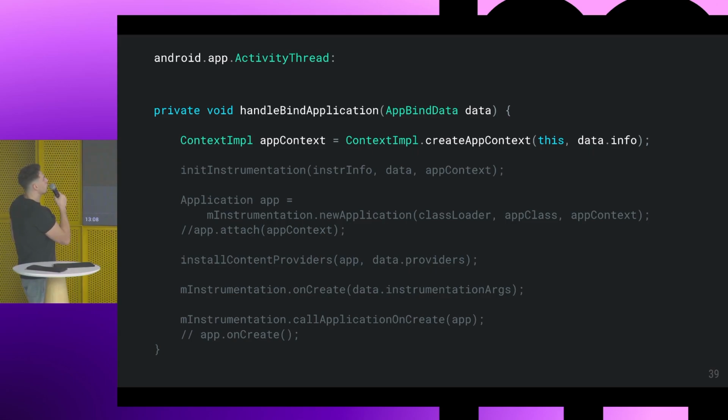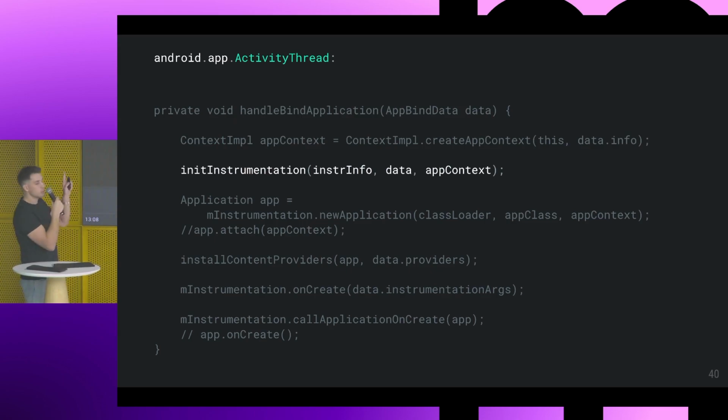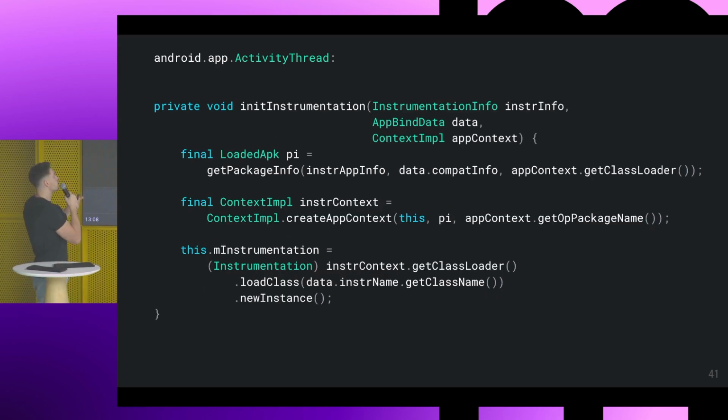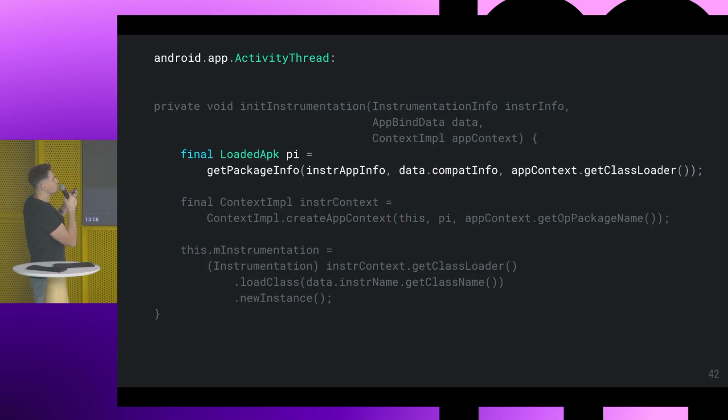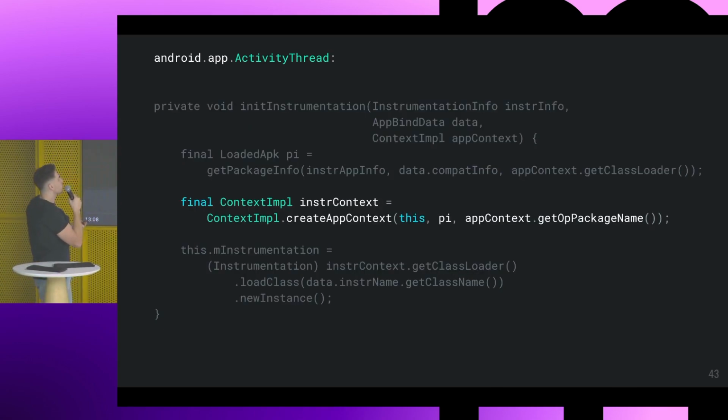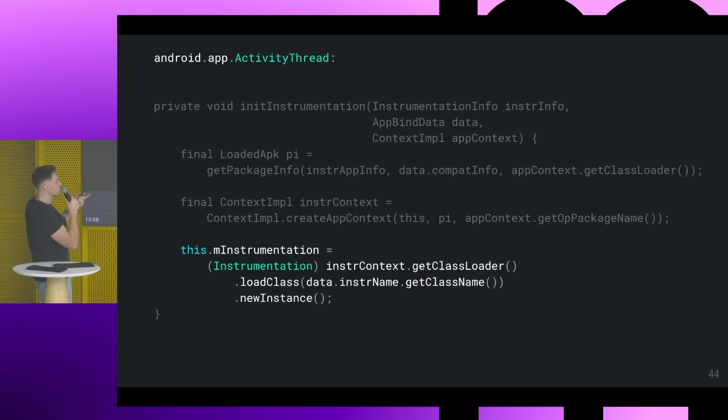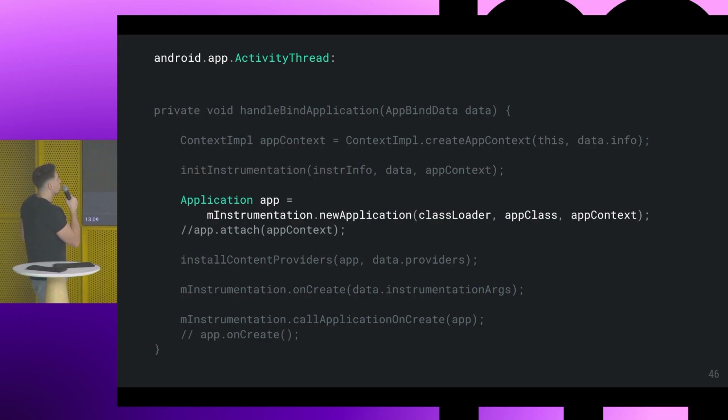Here you can see how the context of our tested app is created. And then we see this method. All the magic happens here. We can see that our tests APK is being loaded here. Then the second context is created. So we have two contexts for both APKs, but a single application class. Then we just get the class loader, load our runner, and instantiate it. It will be placed in the field of the activity thread and will be used as instrumentation. Next, our runner is used to create our application.